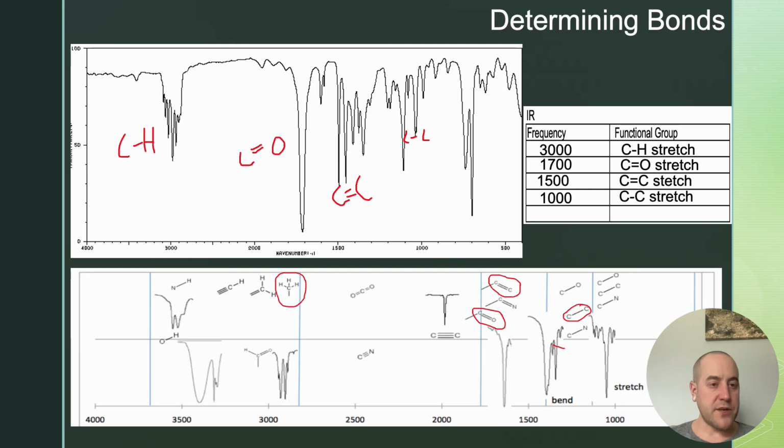Starting furthest downfield, we see our carbon-hydrogen single bond stretches right around the 3,000 mark, which is a good sign of an aromatic ring. Further upfield, we can see the carbon double bond to oxygen around the 1700 mark, which is a good sign of a ketone. And then more stretches at the 1500 mark that are carbon-carbon double bonds, which would also represent part of that aromatic ring. And then further upfield from there, right around the 1000, we can see carbon-carbon stretches, and those are single bonds.